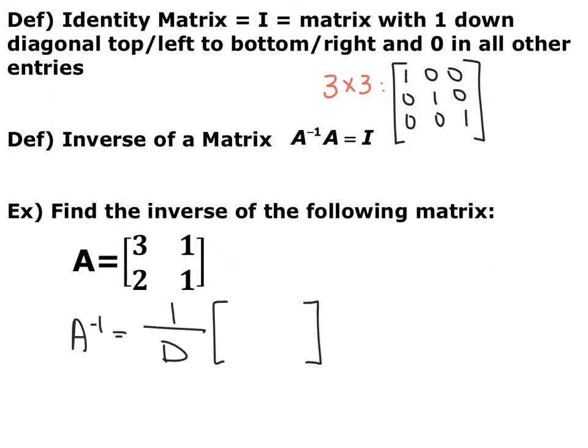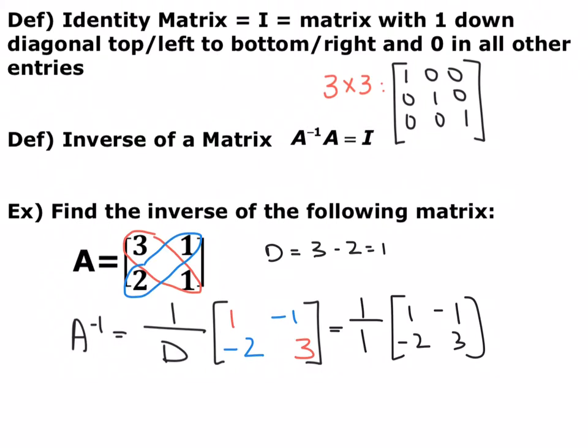So for a 2 by 2 matrix, the inverse is 1 divided by the determinant of the original matrix, and then you switch the upper left to bottom right, so it would be 1 and 3, and you make the bottom left to upper right the same but negative, so it would be negative 1 and negative 2. So the determinant of this matrix is 3 minus 1, so you end up with just a 1, so you get 1 over 1 times 1, negative 1, negative 2, 3, which is just the matrix 1, negative 1, negative 2, 3. So that is the inverse of matrix A.